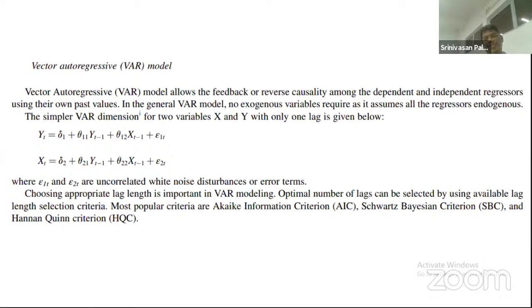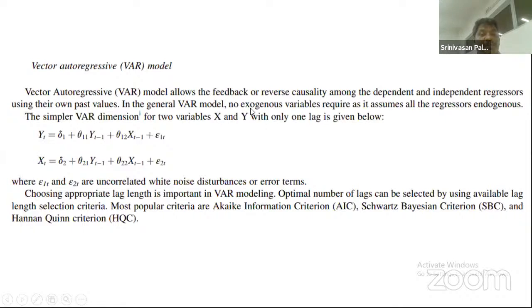This is the vector autoregressive model. Why is it vector? Because there is more than one equation. If it is one equation, we call it an autoregressive model. Just read this slide. The vector autoregressive model allows feedback, reverse causality. Sales is not only influenced by advertisement, advertisement is also influenced by sales. So dependent and independent variables use their own past values. Both are endogenous variables.